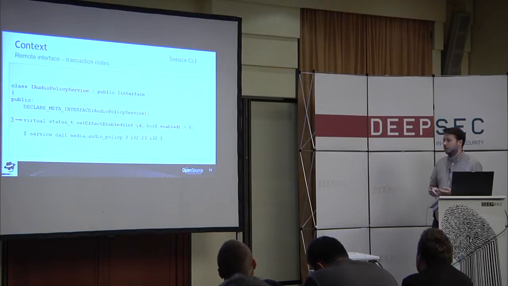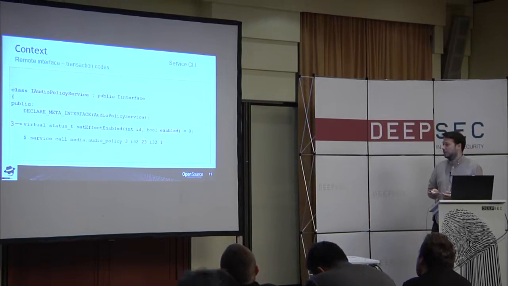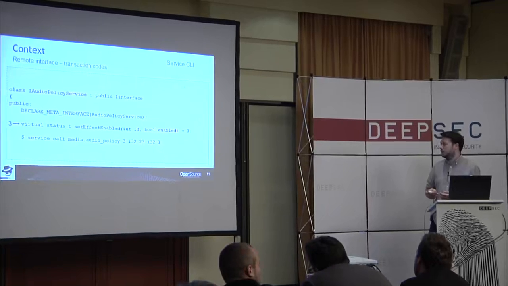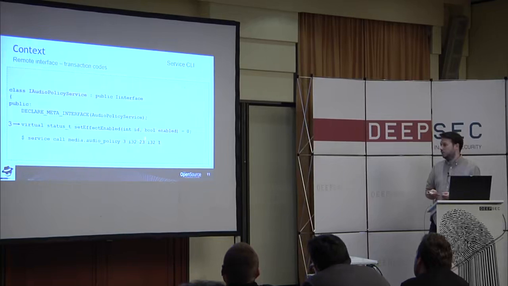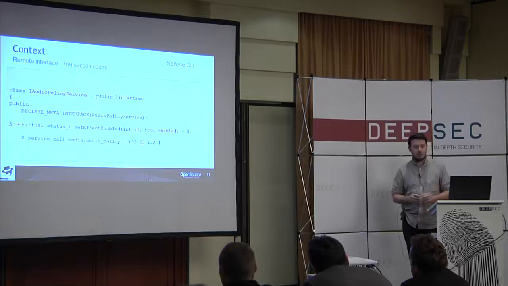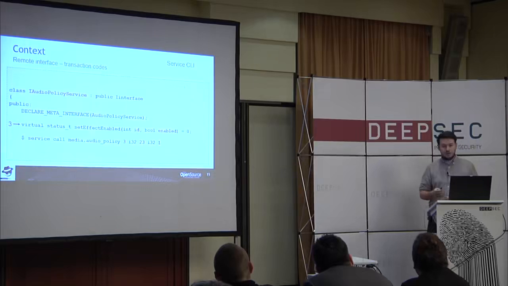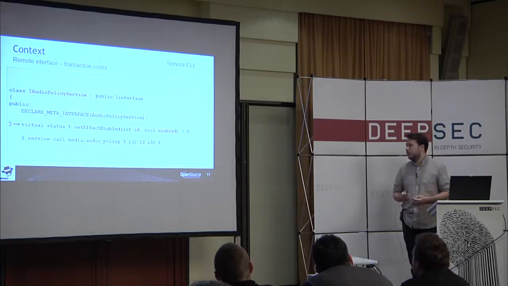If we would like to call that method directly from the command line, we would have something like service call media.audio_policy, method number 3 here, and then the two parameters, which are an integer, the ID, and a boolean, which is enabled. And we can have something like i32 23 and i32 1. This is a very simple example of how this method could be called directly from the command line. And it makes it so easy to actually automate the whole process and turn it into a fuzzing tool.